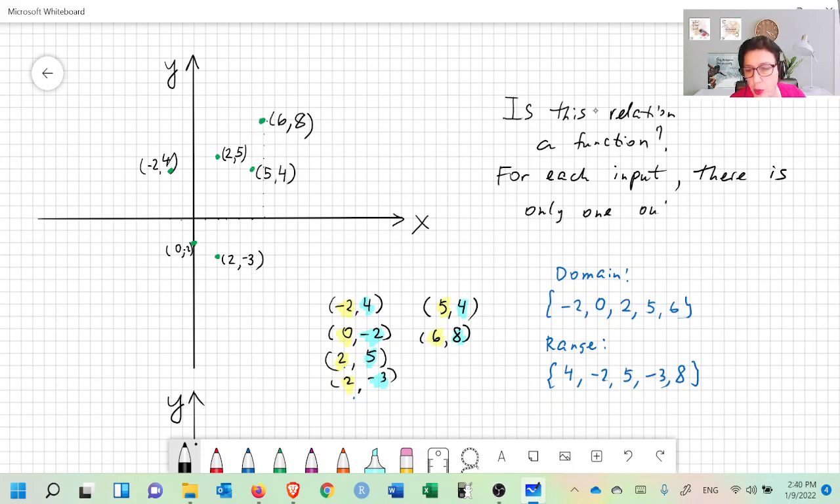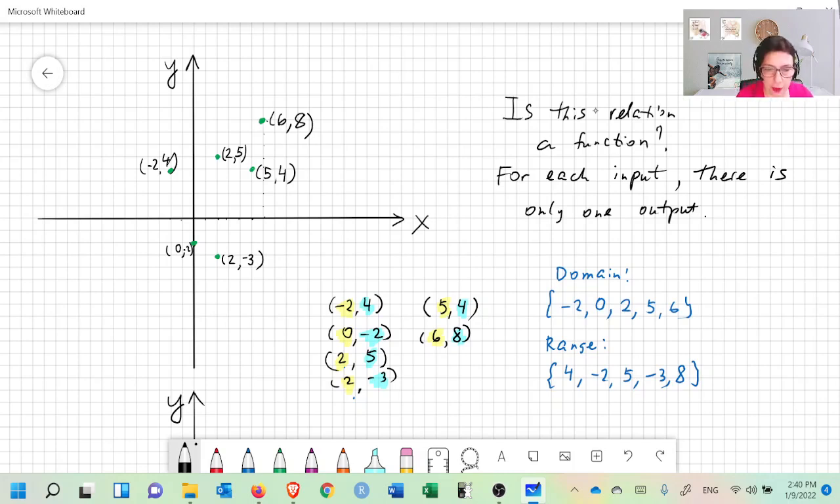Now, how do we know when we look at the relation if it's a function? Okay, so what I want you to do is just concentrate on the x values only. Do not concentrate on the y's. When we look at the x values, is it possible that any of the x's were repeating? And if they are, were they giving you a different y?